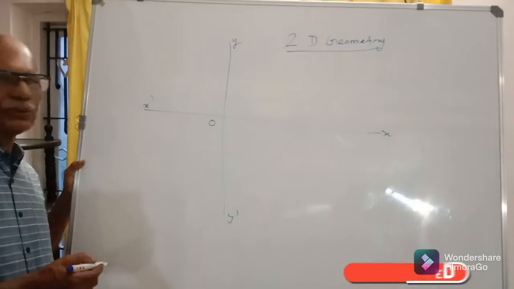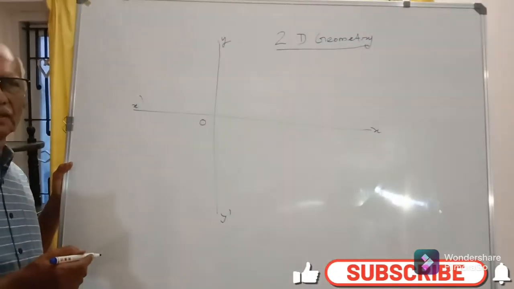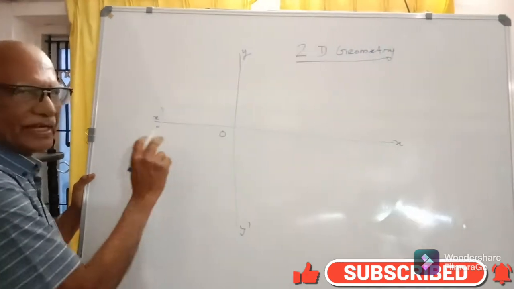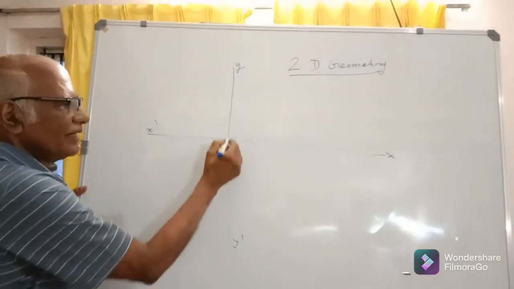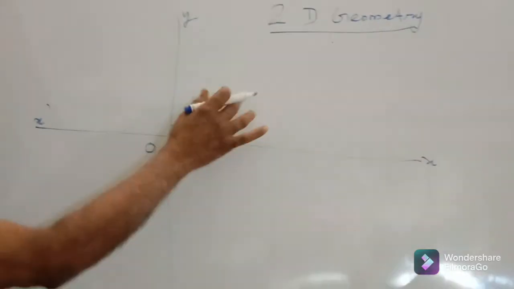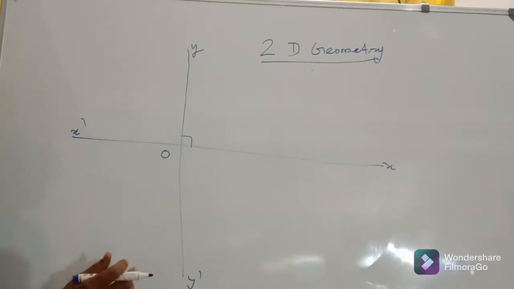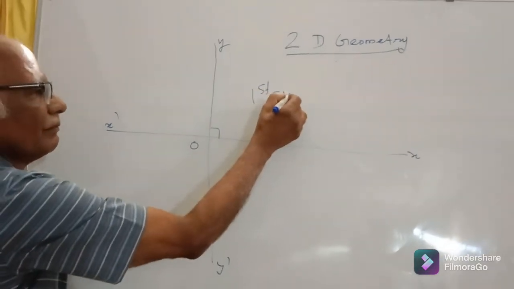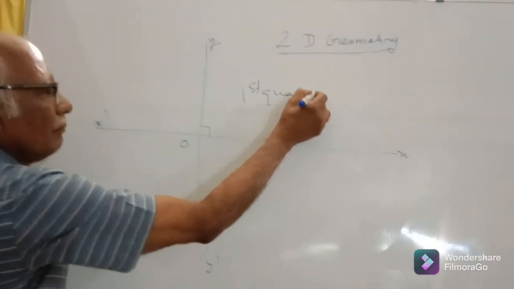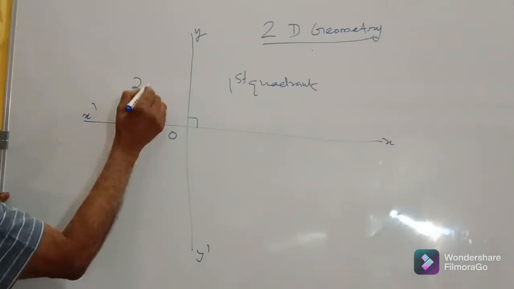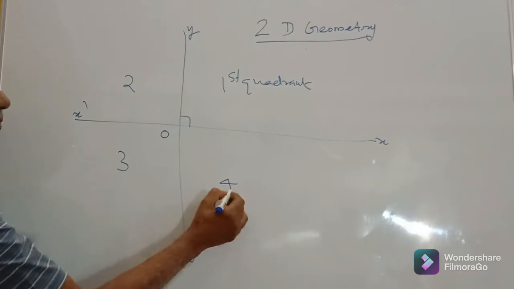The concepts in two-dimensional geometry. Two-dimension means length and breadth. We consider here two perpendicular straight lines dividing the whole into 4 equal parts. And we see the first quadrant comes here. Quadrant means 1/4. The second, third, and fourth.